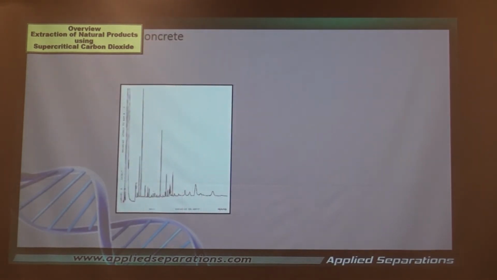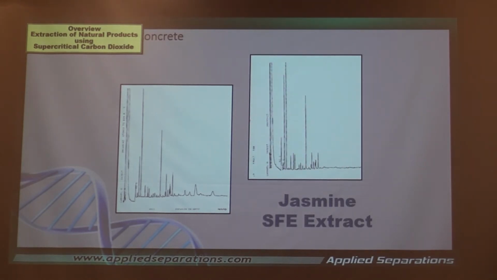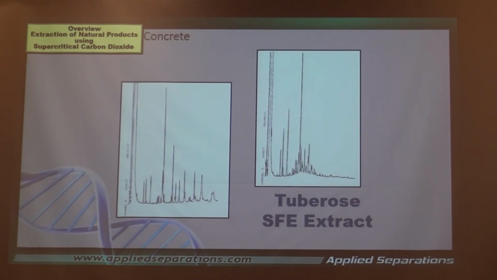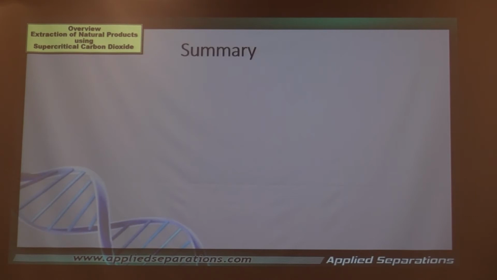We take a look at the analysis of this. Let's take a look. Here we have jasmine extract. Here it is before, and here it is without the waxes, the GC trace. And if we do tuberose, we can do the same thing. You see here it is before and after. We've gone ahead and separated the essential oils from the waxes as well. And we've done it, again, on the basis of solubility.